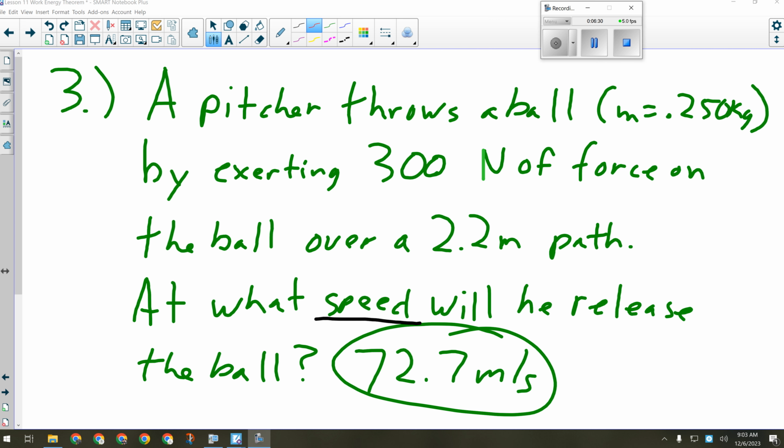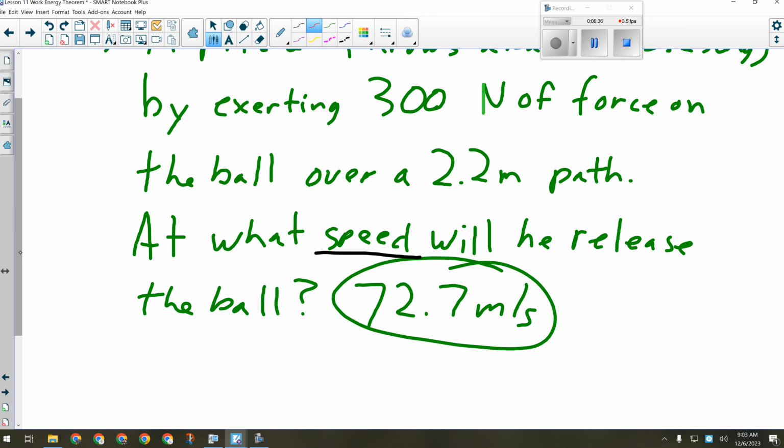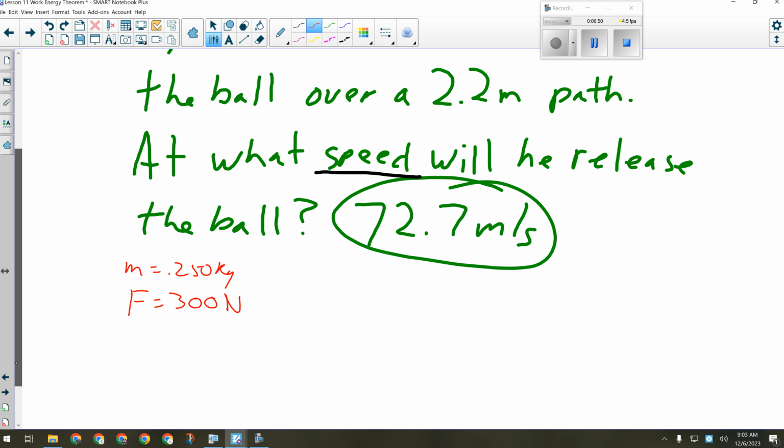70. So on this one here, okay, first step is to write down our givens, so we know the mass of the ball, and we know the force in the first line there. So, okay, mass is going to be 0.250 kilograms. Okay, the force is going to be 300 newtons. Okay, and it's over a 2.2 meter path, so that would be the distance. Okay, we're looking for the speed he will release the ball.